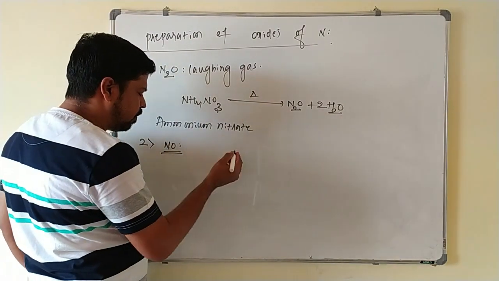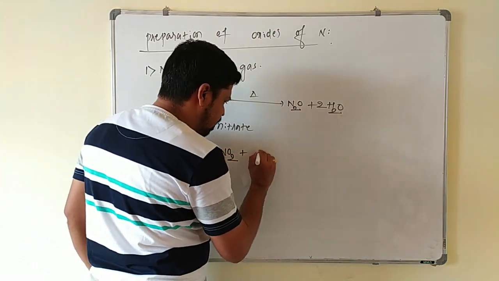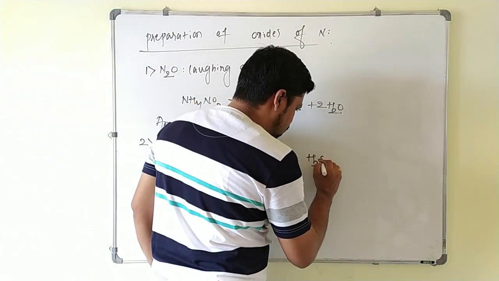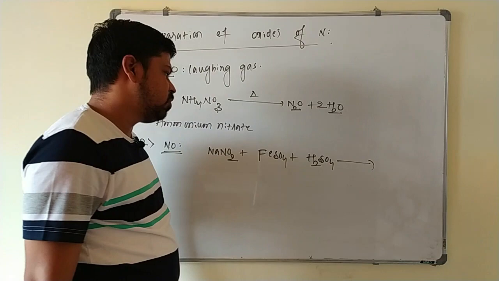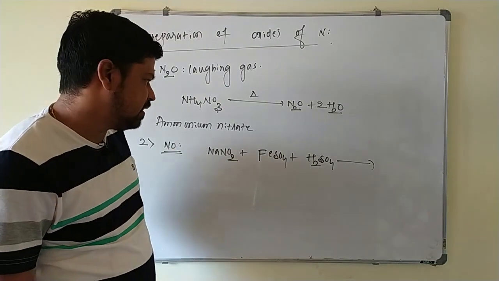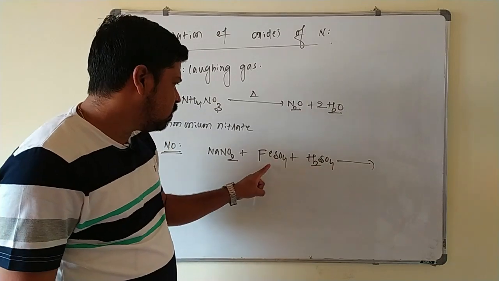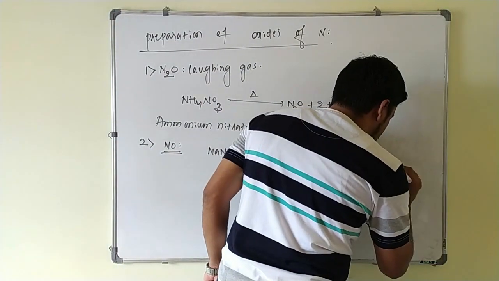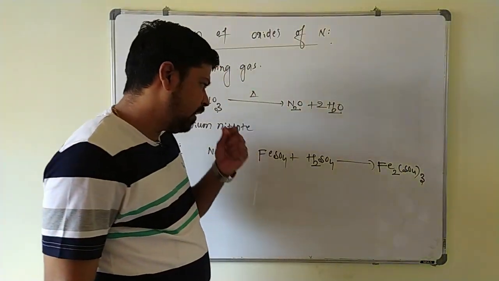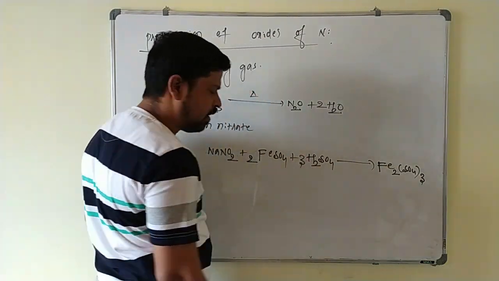NO is obtained by the reaction of NaNO2 plus FeSO4 plus H2SO4. By this reaction you can prepare NO gas. Here ferrous sulfate becomes ferric sulfate on treating with H2SO4. The first product is ferric sulfate, Fe2(SO4)3. So 2 Fe, and sulfate 3 times requires 3 times H2SO4.